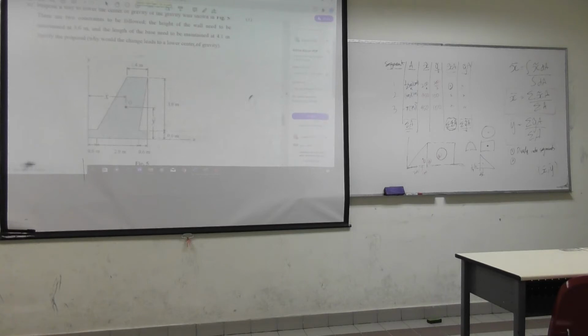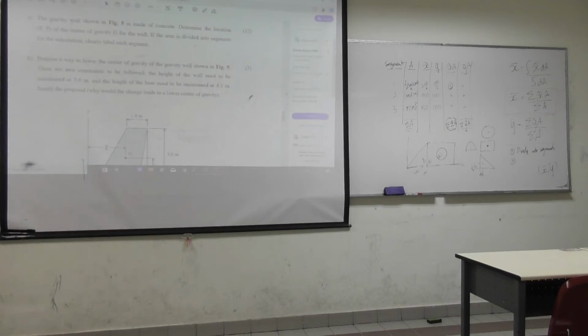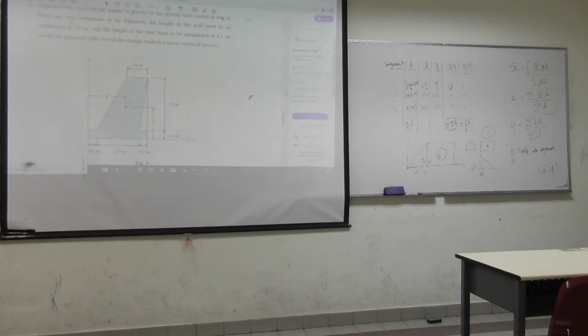Okay, this is what I mentioned, where the dimension can be quite confusing for some. We'll go to the question first. The gravity wall shown in figure 5 is made of concrete. Determine the location x bar, y bar of the center of gravity for the wall. If the area is divided into segments for calculation, clearly label the segments.